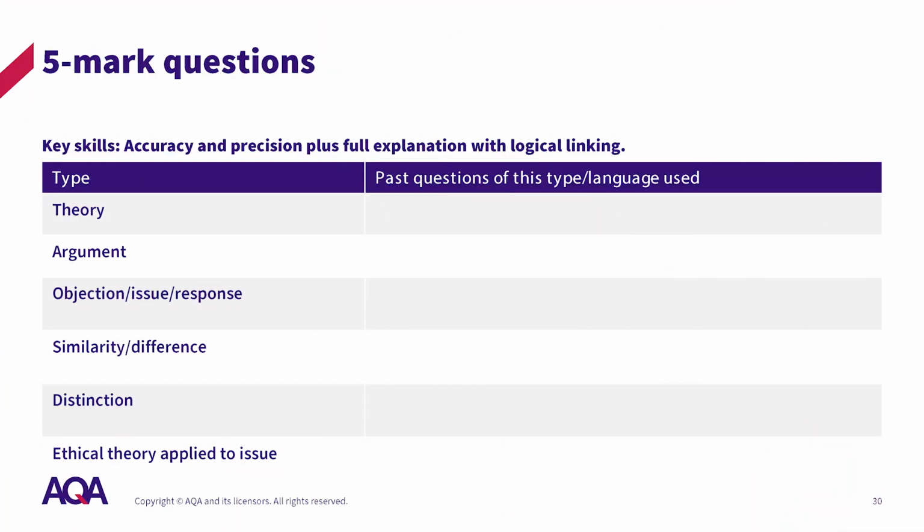5-mark questions focus upon explaining theories, arguments, objections, issues or responses, similarities and differences, distinctions, and ethical theory applied to issues. This first example is relatively simple, and it simply asks to explain prescriptivism. The command word explain is a clear increase in demand from the command words used in 3-mark questions.